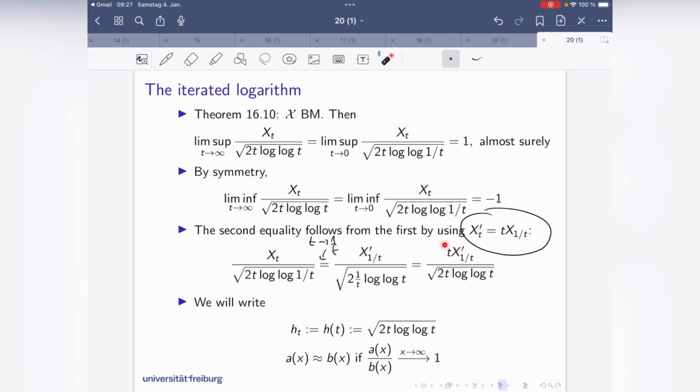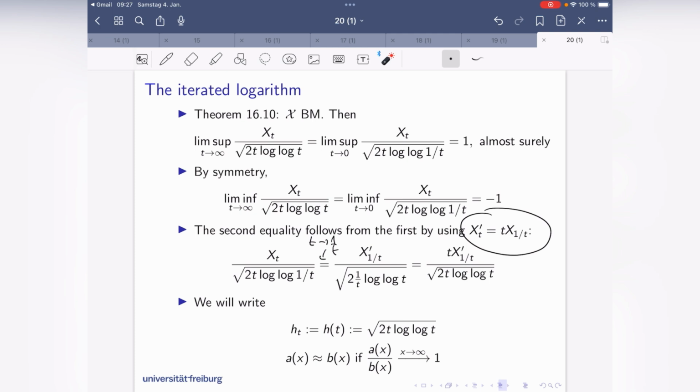I have a tx prime 1 over t on the numerator, and on the denominator, the 1 over t under the square root goes to a t. So I have this thing here. And for t goes to infinity, the lim sup of the right-hand side converges to 1, because this here is a Brownian motion. But t goes to infinity on the right-hand side, because we use t goes to 1 over t here, means the t goes to 0 on the left-hand side. And that's exactly what I claim here, that this here is 1. So we can show that this lim sup is 1 from the proof that this lim sup here is 1.